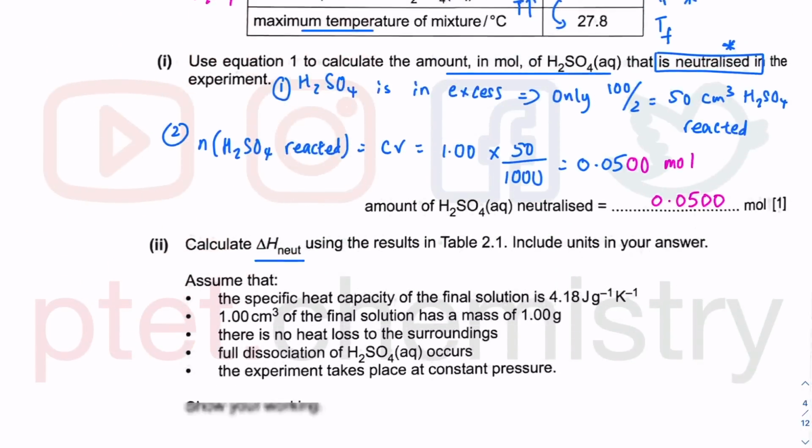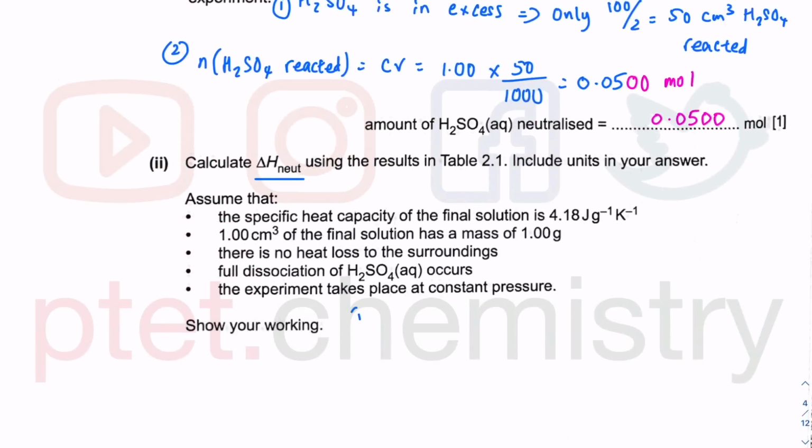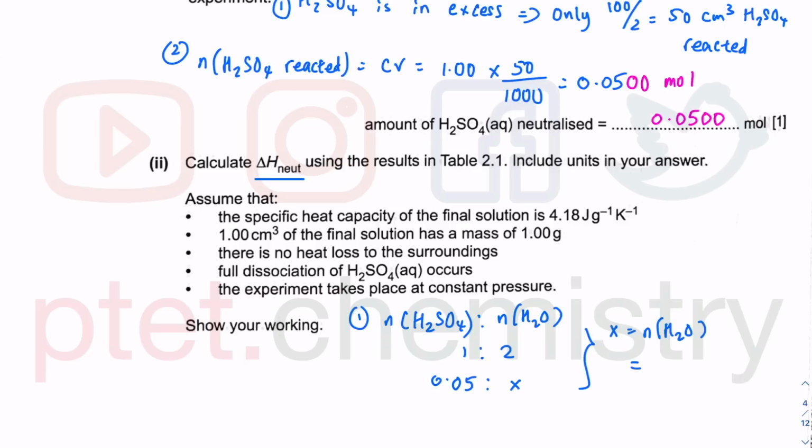So I need to work out the mole of water first. The mole of sulfuric acid is to the mole of water: 1 mole sulfuric acid gives me 2 mole of water. How much sulfuric acid actually gets neutralized? 0.05, and the mole of water produced is X. Cross multiply: 1 times X is X, 2 times 0.05. That gives me 0.1 mole of H2O.